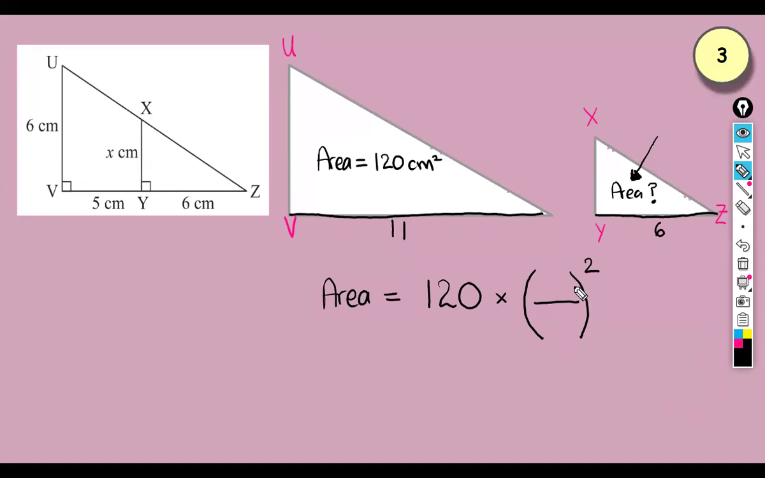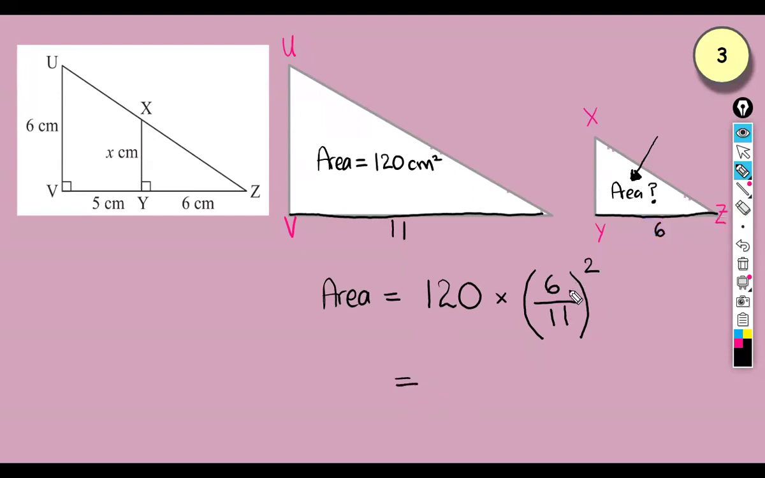Which value should go on top? The 11 or the 6? Which one should go on top if we want to get a smaller answer? It has to be the 6, right? To get a smaller answer, the smaller number has to go on top and the larger value has to go underneath. That's the only way you're going to get a smaller answer than 120.